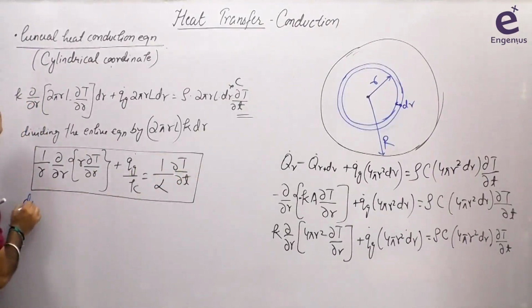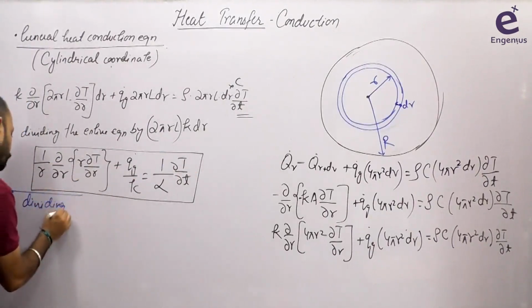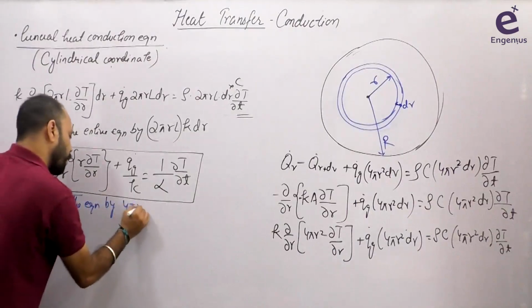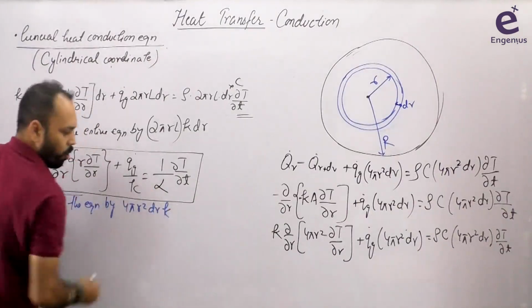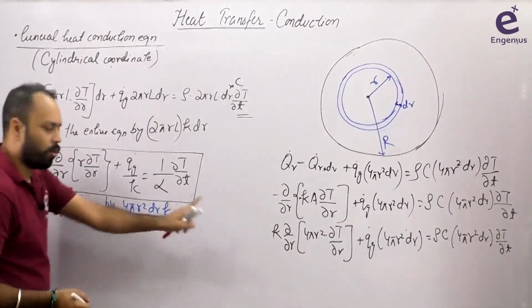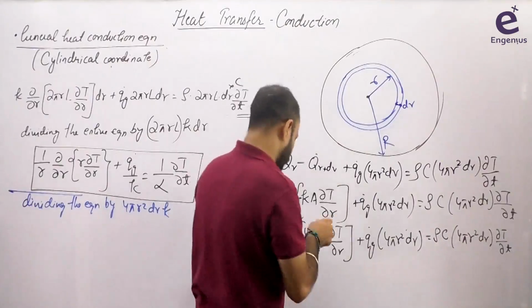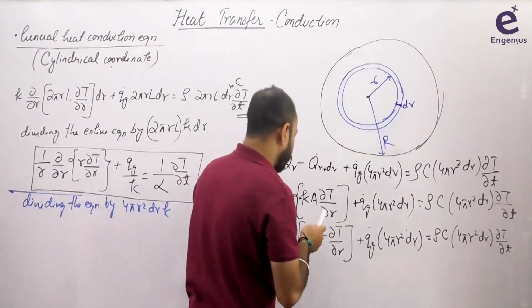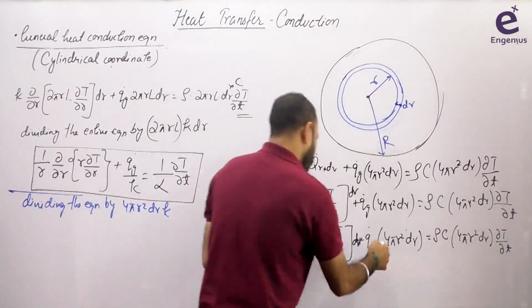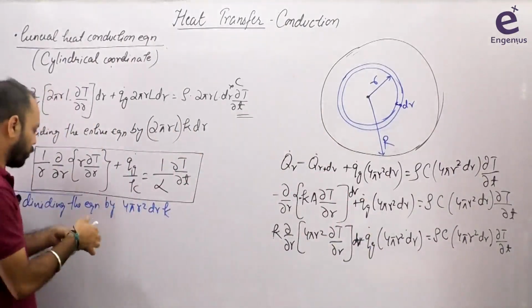I'm writing here, dividing the entire equation by 4 pi r square dr k. What are you getting? The 4 pi will be cancelled, k will be cancelled, and r dr... there will be dr. This dr will also be cancelled. Fine. What will be left?